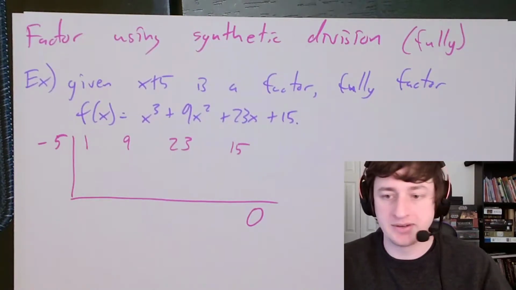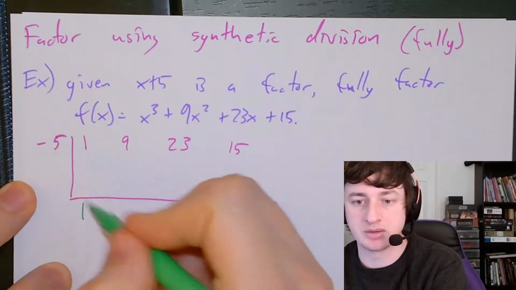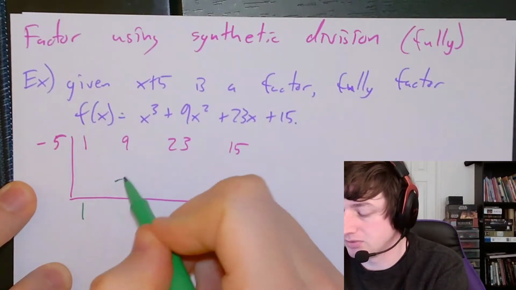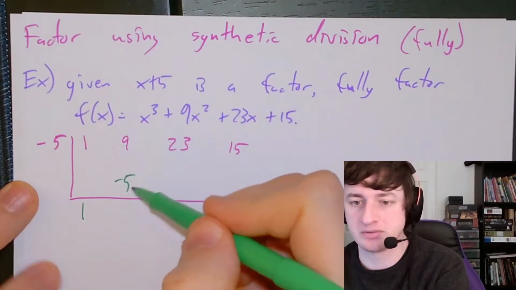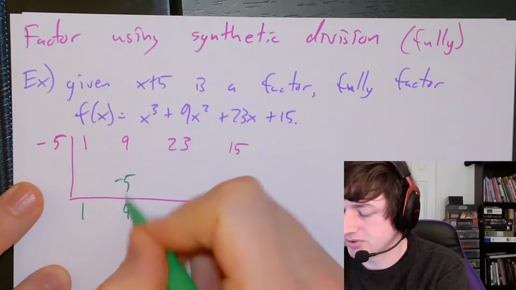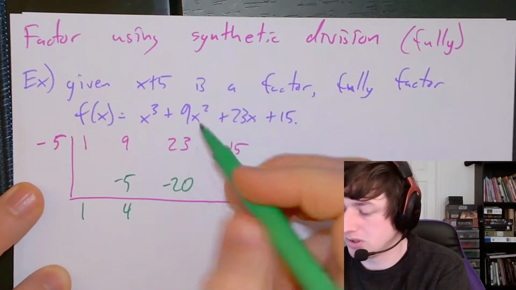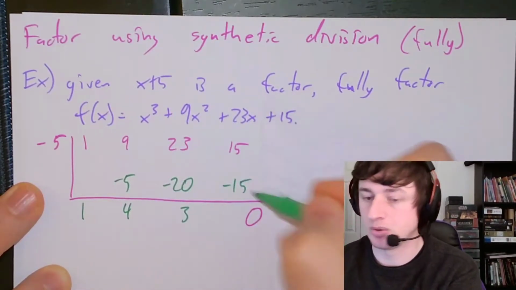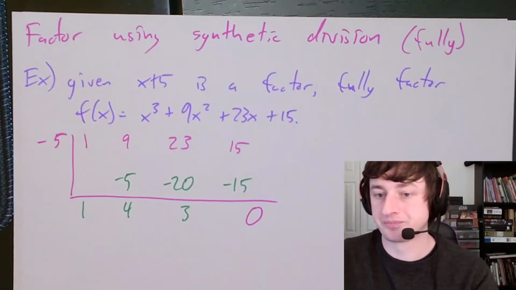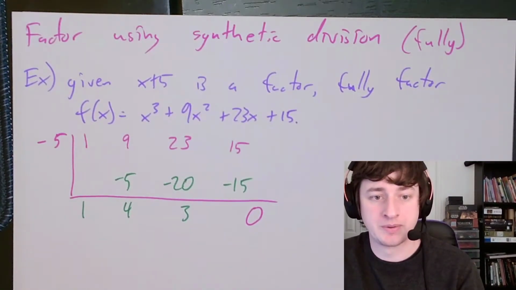So we're just going to add down. 1 plus 0 is 1, and then multiply that number by -5. So 1 times -5, -5. Add the 9 and the -5, or 9 minus 5. We get 4 times -5 is -20. 23 minus 20 is 3 times -5, -15. You add those, you do get 0. That's good. x plus 5 is a factor.